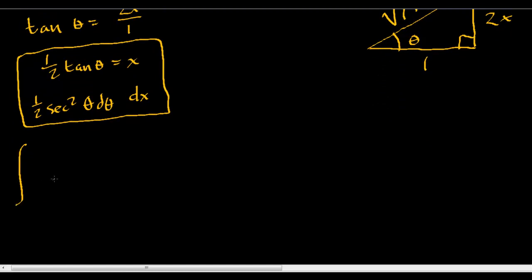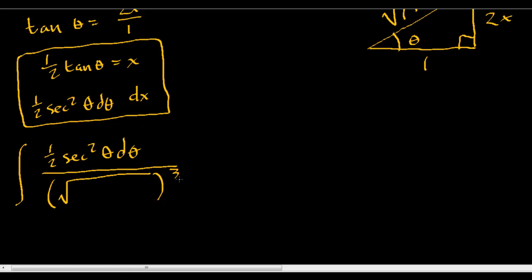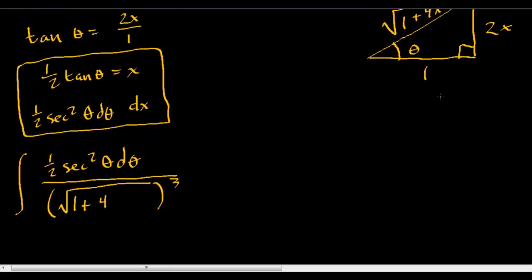So what do I get? I get the dx, I get 1 half secant squared theta d theta, and downstairs I get, and I'll rewrite this so that it looks closer to the form that we're kind of expecting to see. This is the 3 halves power, right? Square root to the third power of 1 plus 4 times x squared, right? What's x? It's 1 half tangent theta. So x squared would be 1 half squared, which is 1 fourth. So the 4 cancels. So we get tangent squared theta. Okay.